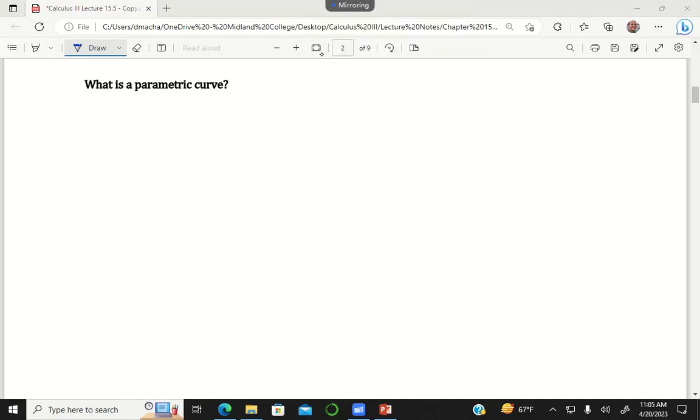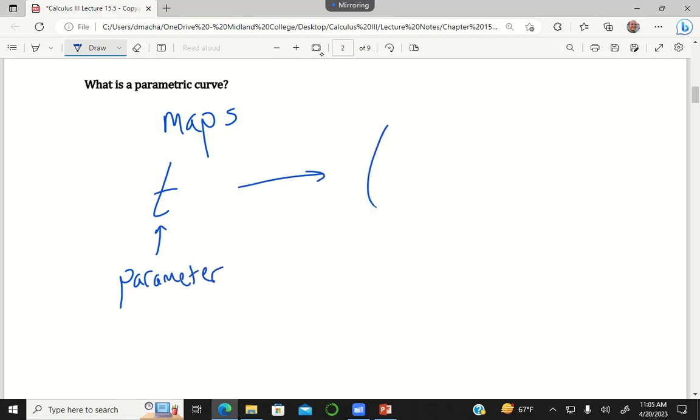Just to review, a parametric curve is a map that maps some parameter that we would call t in most cases to a point in 3D space that has x, y, and z coordinates. So it's like a function that takes in one input variable and has 3 output variables. Your book sometimes calls this a vector valued function.